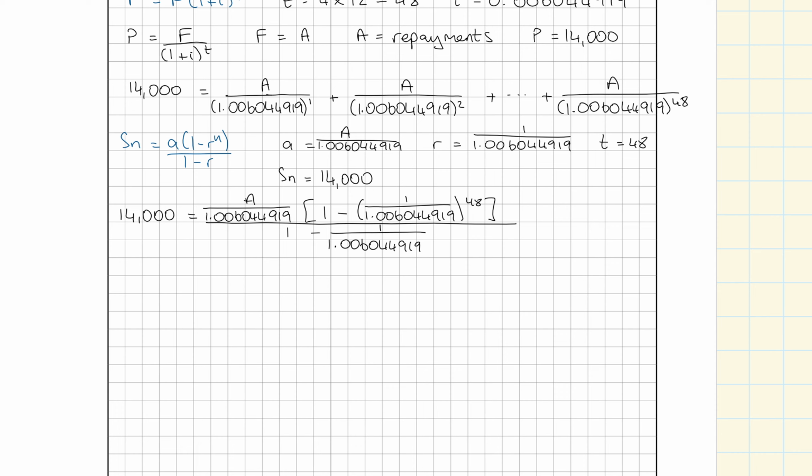Okay, so first thing we'll do is we'll cross multiply by the denominator, and then here we can divide by this, and that'll be left equal to A over the interest. So we get 14,000. We're kind of combining two steps with 1 minus 1 over 1.006044919, and then this square bracket would come across, so that's divided by 1 minus 1 over 1.006044919 to the power 48 will equal A over 1.00.